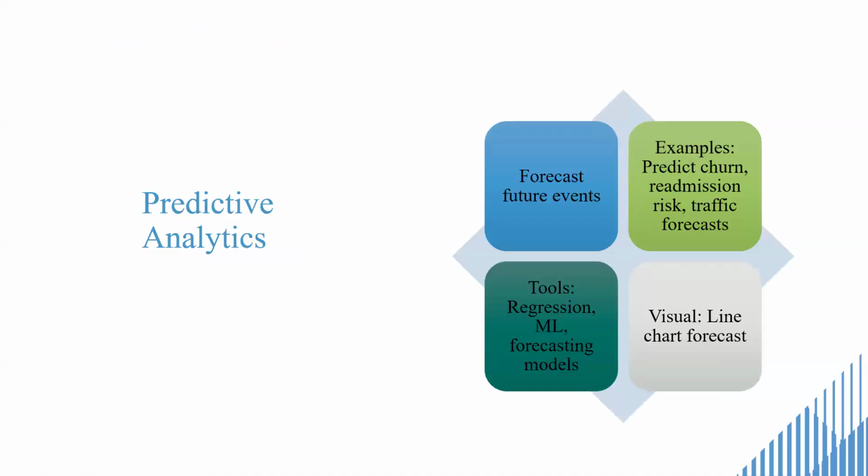Predictive analytics forecasts future events. For example, predicting churn, readmission, and traffic forecast. So for the next year, for 6 months, for tomorrow, like tomorrow's weather, how it will be, you will use predictive analytics. The tools are regression, machine learning, and forecasting tools, and the good visualization chart is the line chart, which you are going to see in the next classes, lectures.